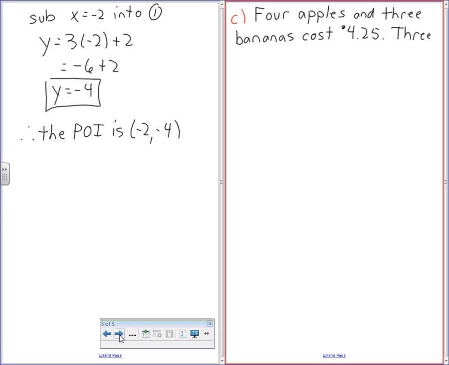Okay, so, whoa, goodness, I didn't even finish it. That's how important this is. 3 apples and 8 bananas.